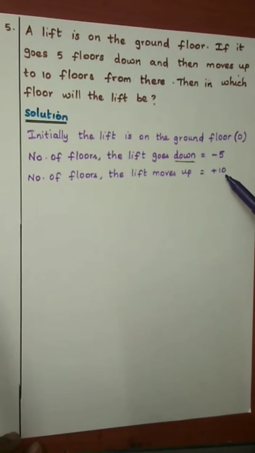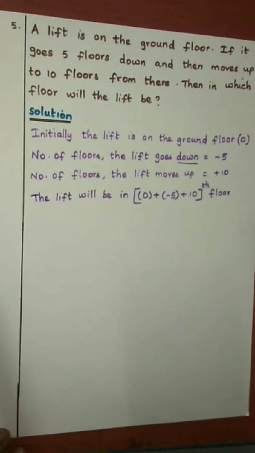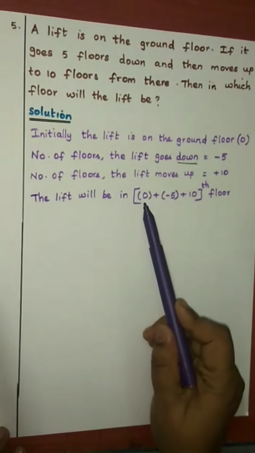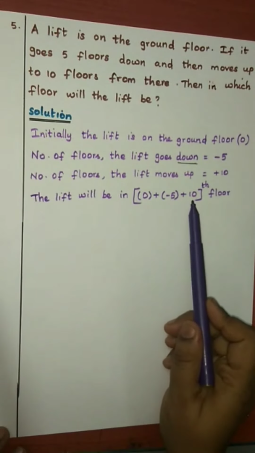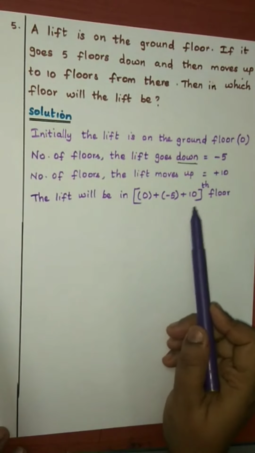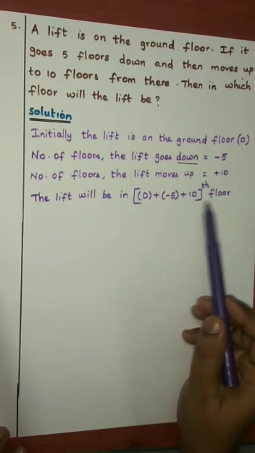Add the 3 integers to find in which floor the lift will be. 0 plus minus 5, minus 5. Minus 5 plus 10, 5. So, the lift will be on the 5th floor.